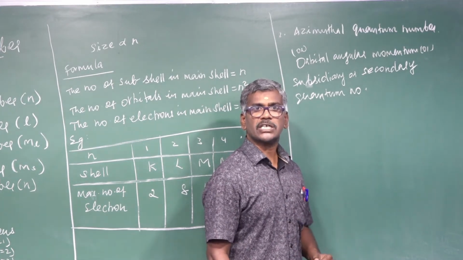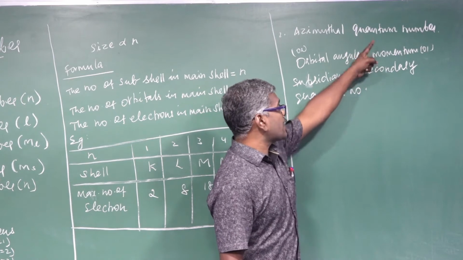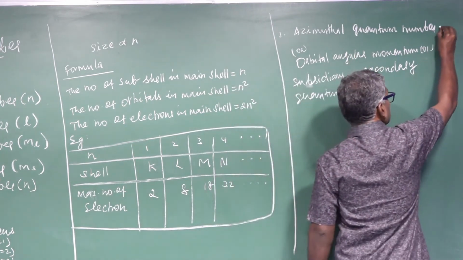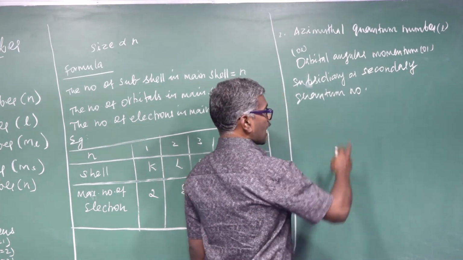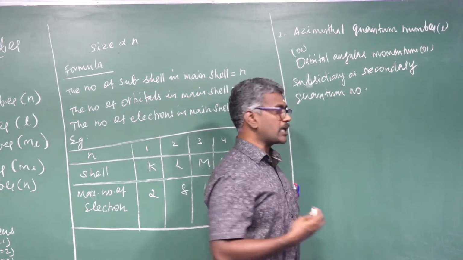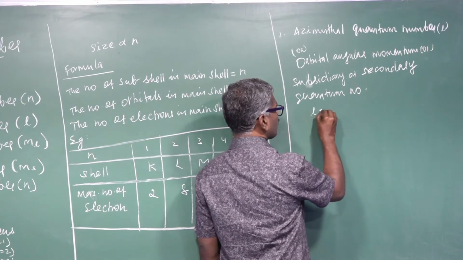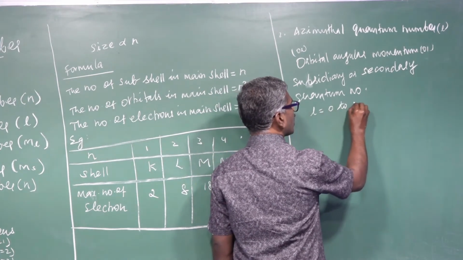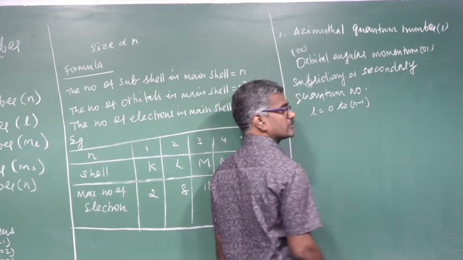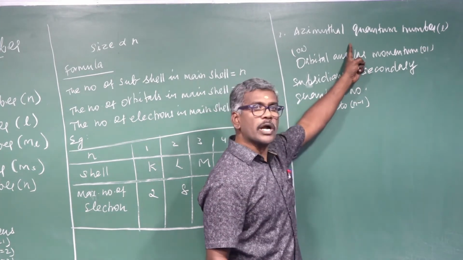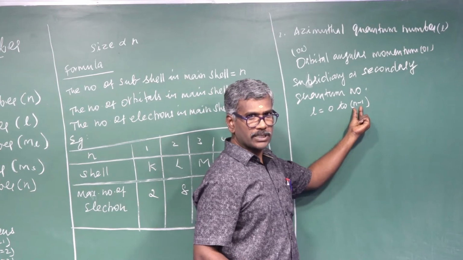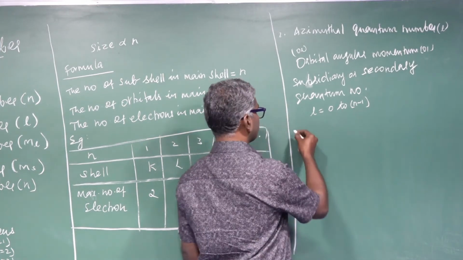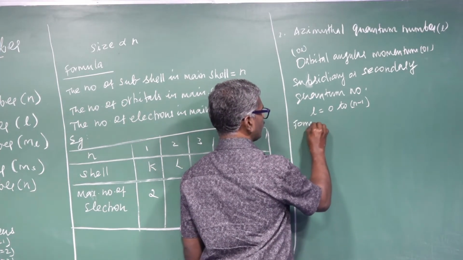This is covered by the formula. Here, the azimuthal quantum number notation is small l. The l value depends upon n. That is, l should be equal to 0 to n minus 1, because the azimuthal quantum number value depends upon the principal quantum number. Clear?